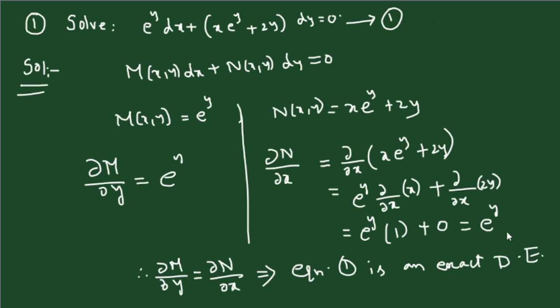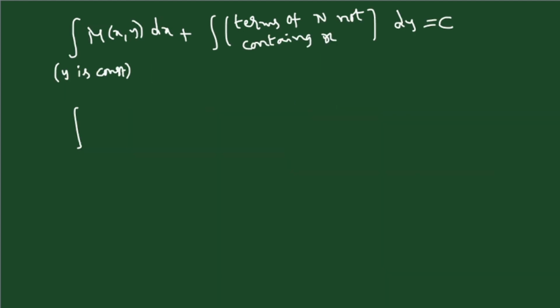M of x,y is e power y. N of x,y is x e power y plus 2y. So integral M dx is integral e power y dx. But remember here y is constant. That means throughout this integral we treat y as constant, plus integral.